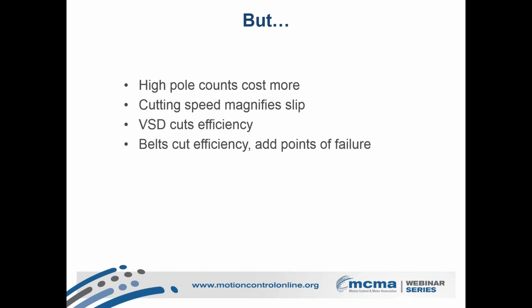Oh, the other thing, yes, I forgot. Cutting speed is going to magnify slip, because it's suddenly a much larger percentage of your RPM. Variable speed drives are going to cut efficiency. We already had that discussion. It cuts efficiency on permanent magnet motors too, but that's already folded into the number that you're looking at, and your belts also cut efficiency.